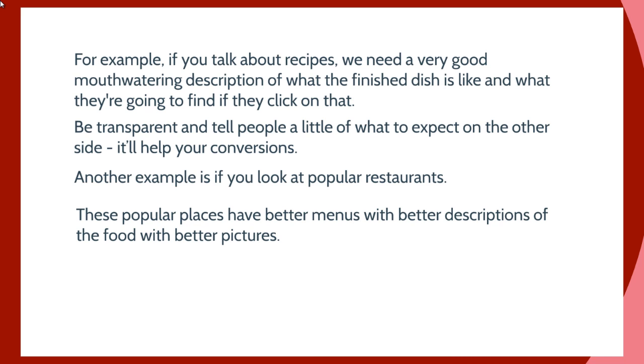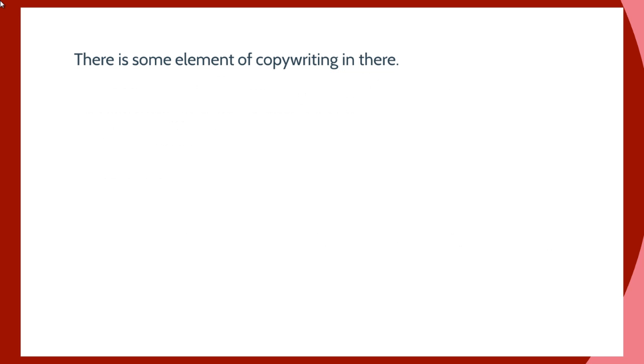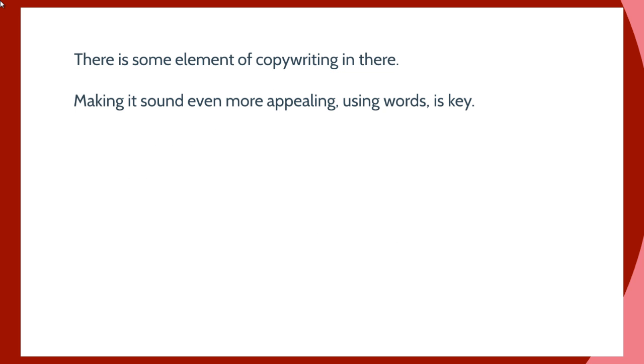Sometimes you can go on Google and do a search on the restaurant and find restaurants that you really like that are doing well, and look at them. See if they have a menu on their website, and see how they've laid things out, and use those descriptions. But if you keep with what I talked about in the previous slide, which was saving time, saving money, and not as many ingredients or not as many steps, those elements actually can help convert really well. So there is some element of sales copywriting in there. Basically, making it sound even more appealing using words is key.